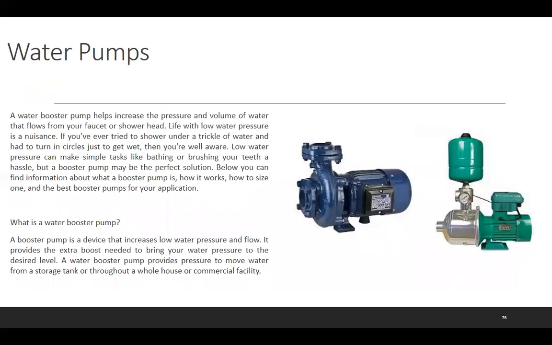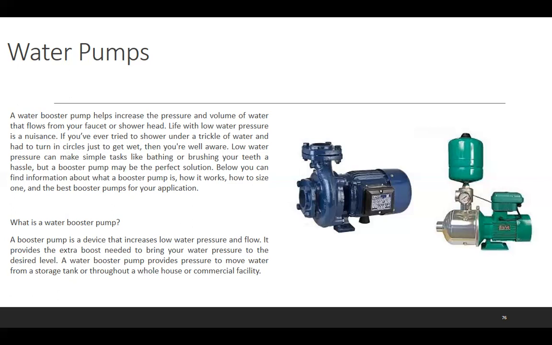Next, water pumps. The most important of all is the pump, so that you can provide the pressure. A water booster pump helps increase the pressure and volume of water that flows from your faucet or shower head. Life with low water pressure is a nuisance. If you've ever tried to shower under a trickle of water and had to turn in circles just to get wet, then you'll know. Low water pressure can make simple tasks like bathing or brushing your teeth a hassle, but a booster pump may be the perfect solution. Here you will find information about what a booster pump is, how it works, how to size one, and the best booster pump for your application.